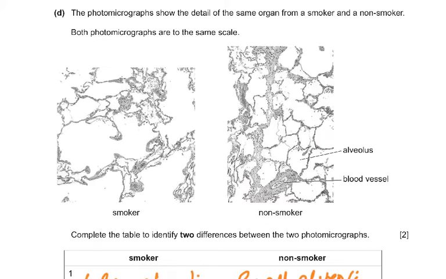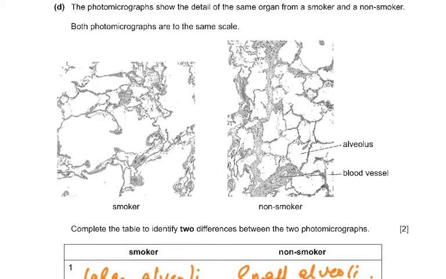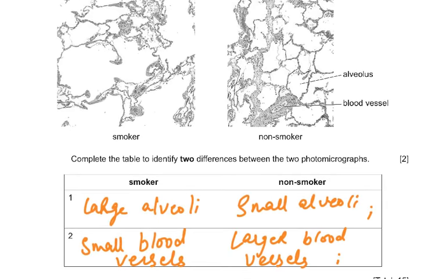Then part D of the question said the photomicrographs show the details of the same organ from a smoker and a non-smoker. The smoker has these large spaces, the alveoli and the alveolus, and the blood vessel. Then you have to see the blood vessel there and on that side as well. So complete the table to identify two differences.